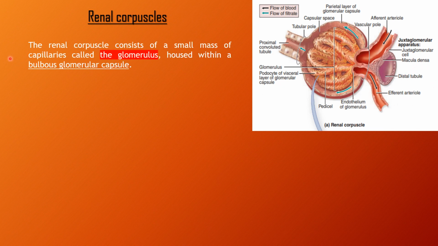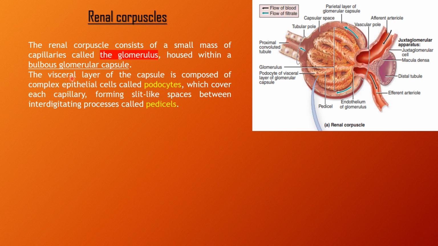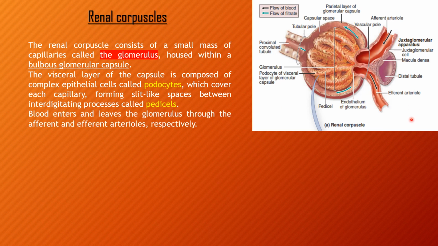So the renal corpuscle consists of a small mass of capillaries called the glomerulus, housed within the bulbous glomerular capsule, known as Bowman's capsule, as you can see here. The visceral layer of the capsule is composed of complex epithelial cells called podocytes, which cover each capillary, forming slit-like spaces between interdigitating processes called pedicels. Blood enters and leaves the glomerulus through the afferent and efferent arterioles respectively.